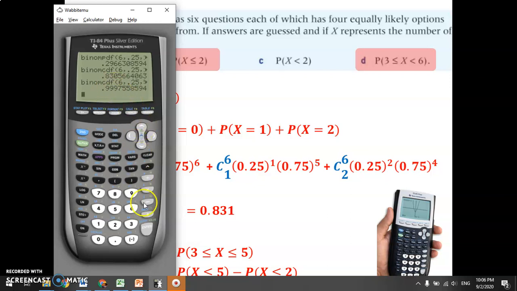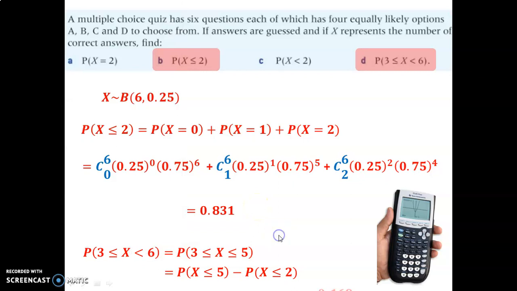But then remember, we take that number minus the probability of less than or equal to 2, which we got here, 0.831, enter, and there's our final answer. So about a 17% chance of getting 3, 4, or 5 correct. So there's our answer. I think it should be here. There it is. Okay, great.